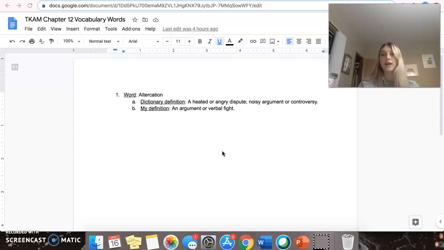That definition does not have to be extremely long. It just has to show me that you guys know what that definition is talking about and are able to interpret what it is saying. So I have created an example, and I will be giving this example for all of the assignments that you have to do. So my example word is altercation.